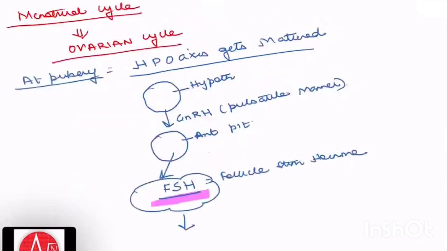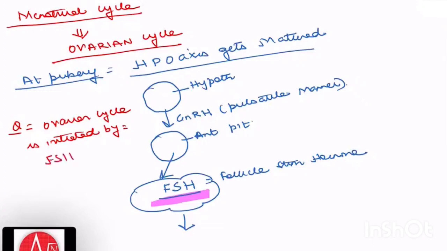So if I ask you a very simple question, and that question is many times asked: ovarian cycle is initiated by? What will your answer be? Ovarian cycle is initiated by... So our answer is going to be FSH. So it is FSH which acts on the ovaries.